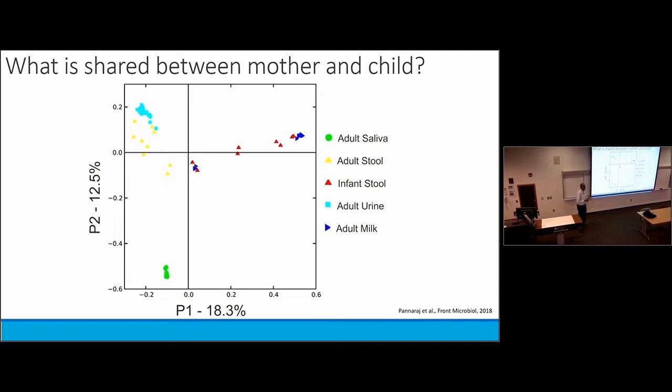Not only is there sharing between unrelated roommates, but there's also sharing between genetically related individuals. We looked, for example, at just breast milk between mother and child. We did this for a couple of reasons. One is that we're interested in how the infant virome forms. The other is we were interested in showing that there are viruses present in maternal milk.